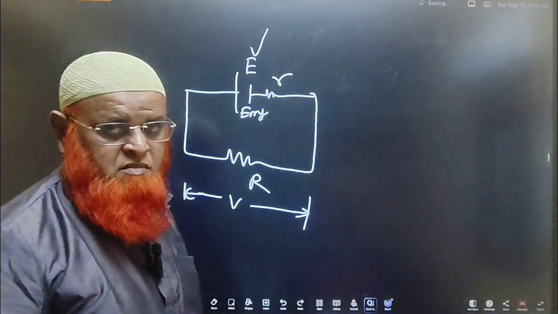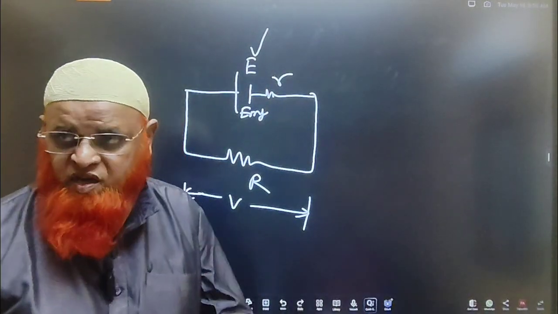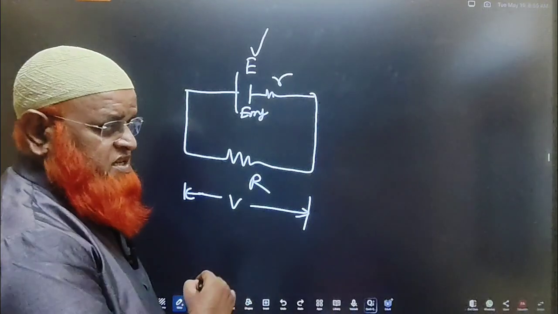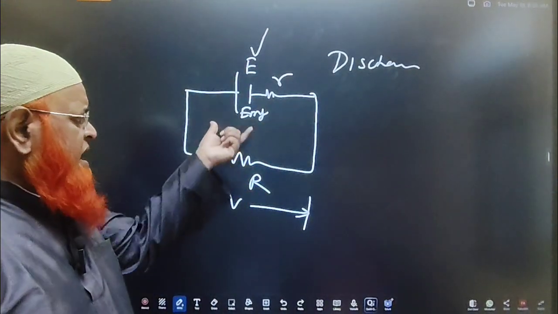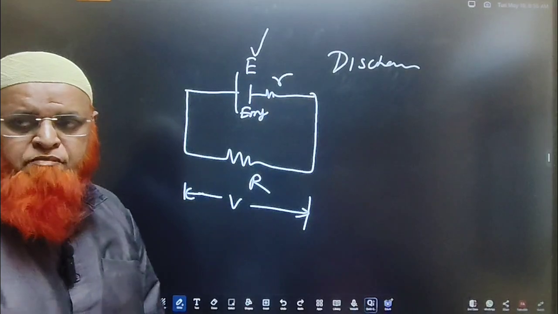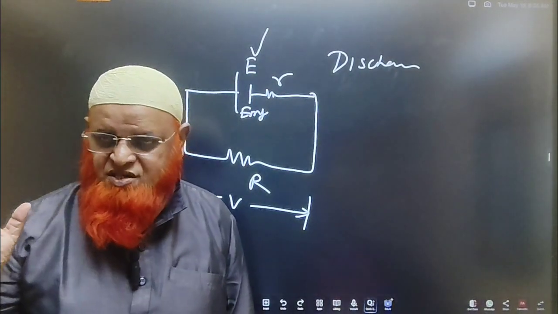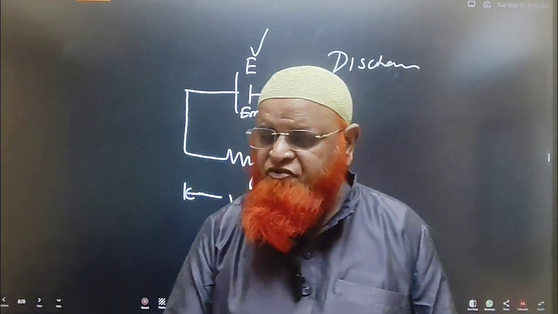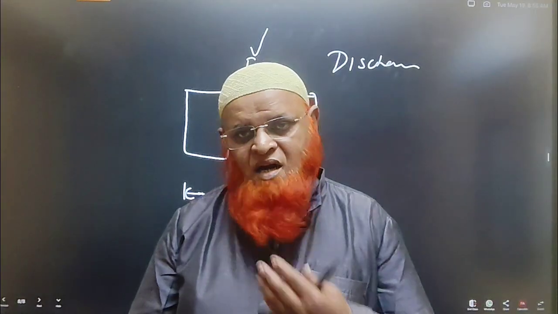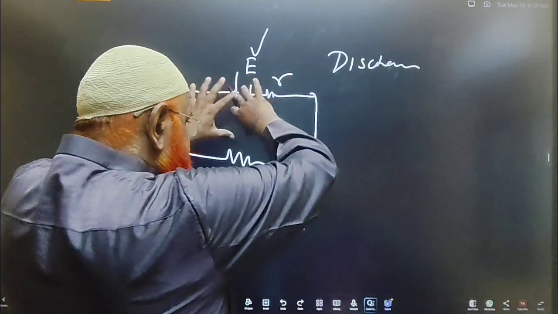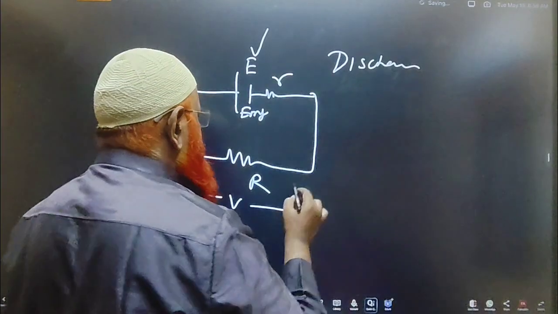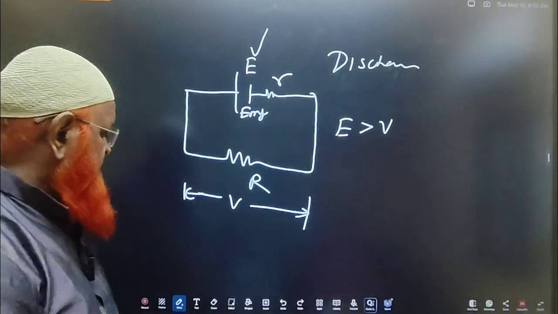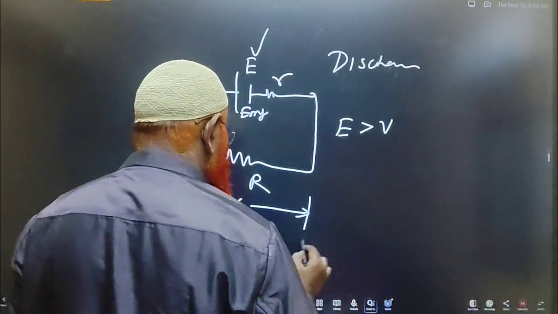Which is larger? Either E is larger or V is larger. So there are two cases here. The first thing is discharging. Whenever you take a battery connected with external resistance, the battery is continuously discharged. As soon as I remove the cell from a charger, it starts discharging. So whenever it is discharging, meaning from inside it is coming outside, you should remember that E is greater than V. So this is a case of discharging. What is this?